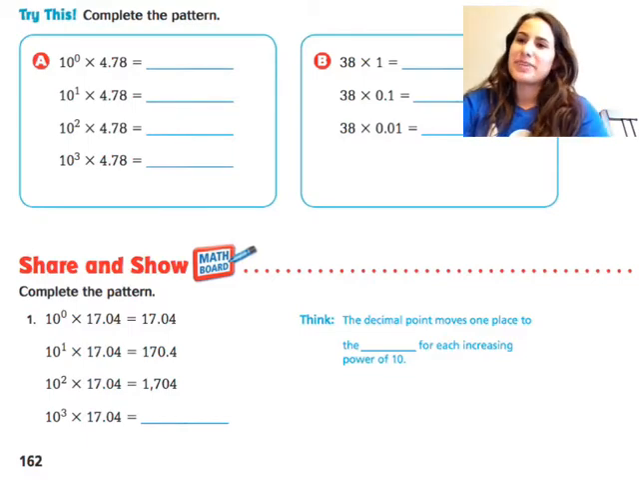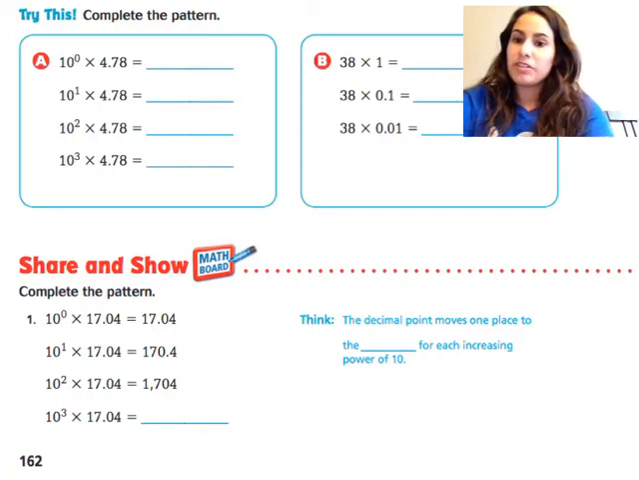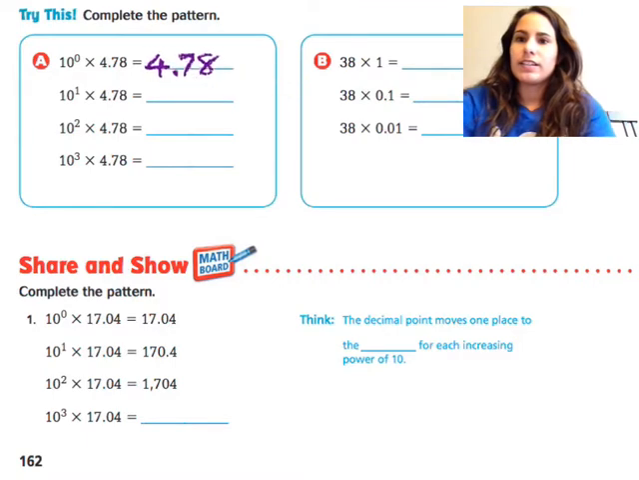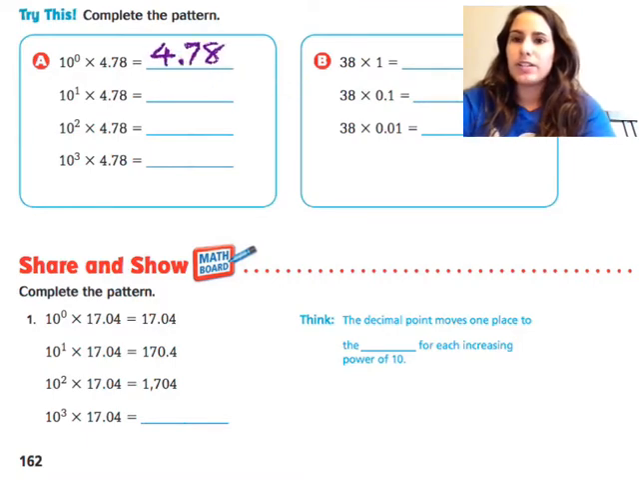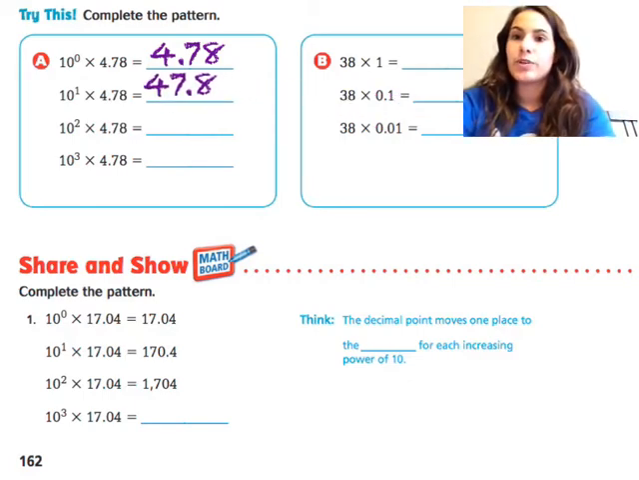Now try this. A, 10 to the 0 power, well, we know that's 1, times 4.78 is just 4.78. And 10 to the 1st power, or just 10, times 4.78 means I'm going to move my decimal place over 1 time to get 47.8. That's 1 place value bigger, so it's 10 times bigger than 4.78.